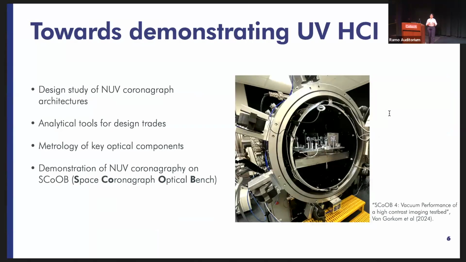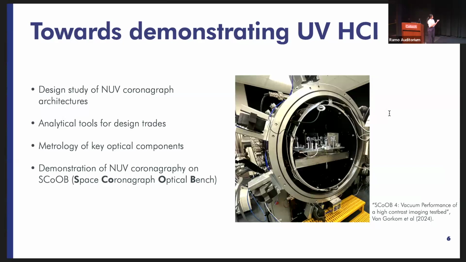So we're taking a few steps to push us towards demonstrating UV HCI at UA, and the first of that is a design study of different NUV coronagraph architectures, and that's what the rest of my talk is going to be on. We're also working on developing analytical tools to understand the design traits that go into this. We also have a grad student working on performing the metrology of key optical components, and I'll share some of their results towards the end of the talk.